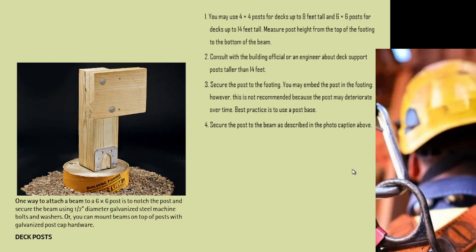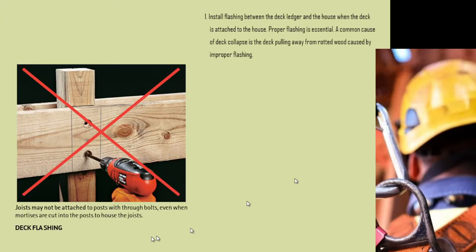So deck post, either 4x4 or 6x6, depending upon the length or the height of this post or column. Joist may not be attached to post with through bolts, even when mortises are cut into post to house the joist. So that is a violation.